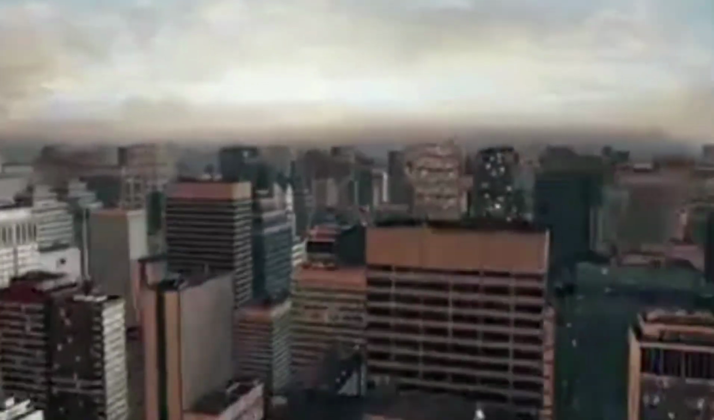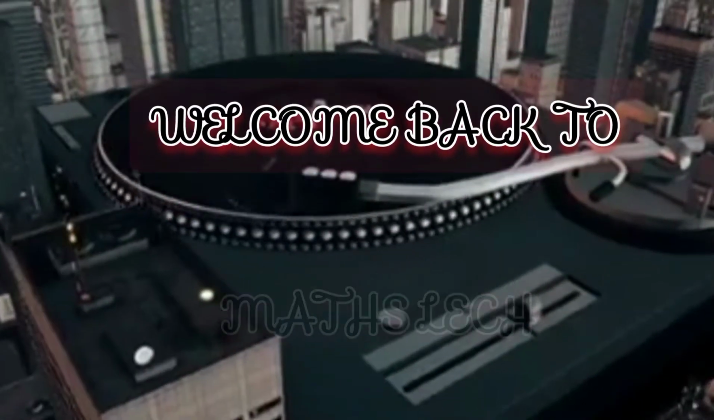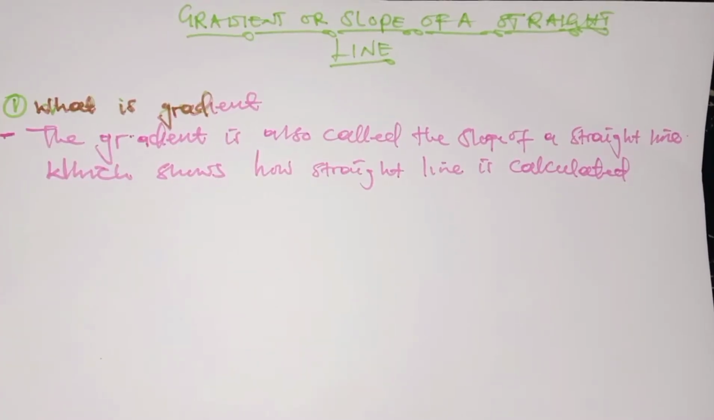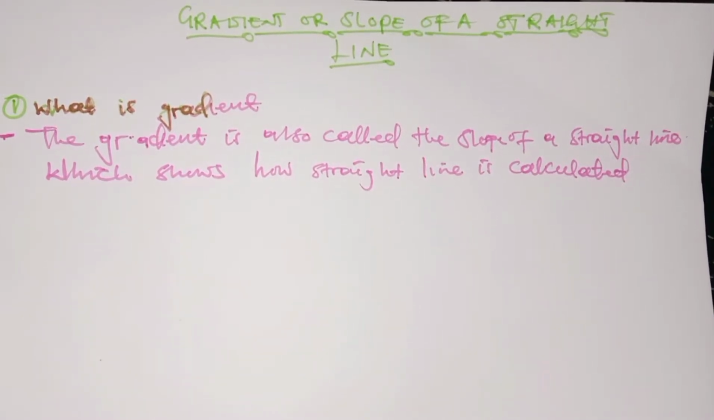So let's check. Last time we were looking at the distance between 2 points, and today we are looking at a gradient or a slope. A gradient is also called a slope of a straight line, which shows how steep the line is.